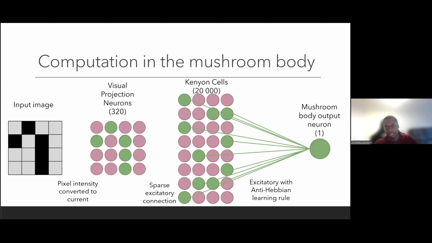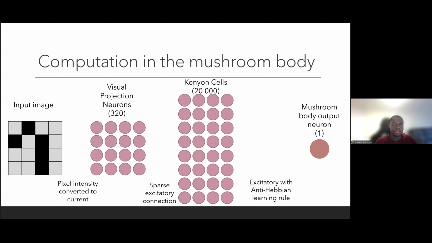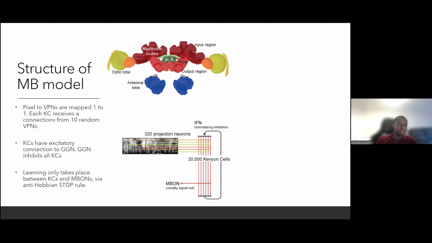Since there's an anti-Hebbian learning rule, these connections will weaken, because if they spike close in time, the connection weakens. So if you put the same image in, you get the same activation going throughout the network, and then it won't spike, showing that something is familiar. This is what the model shows when it's learned something. The projection neurons as the input essentially take very low resolution images, as ants have much lower resolution eyes than ours. We also have some normalizing inhibition on the Kenyon cells as well.